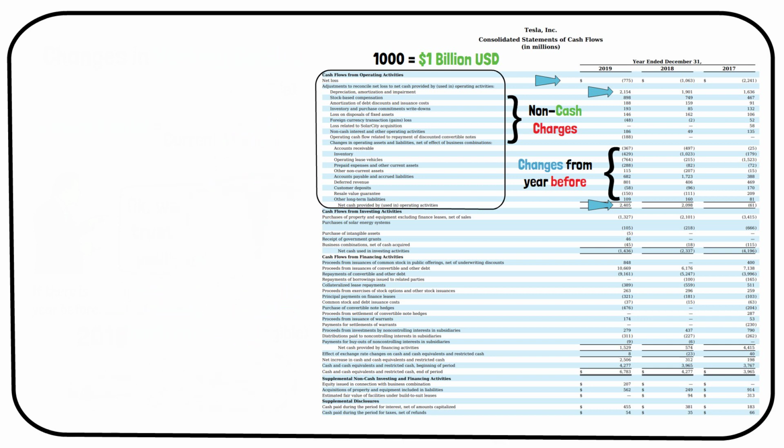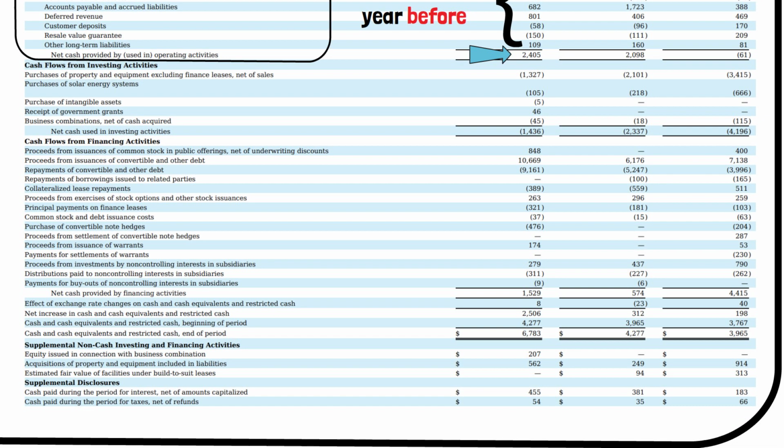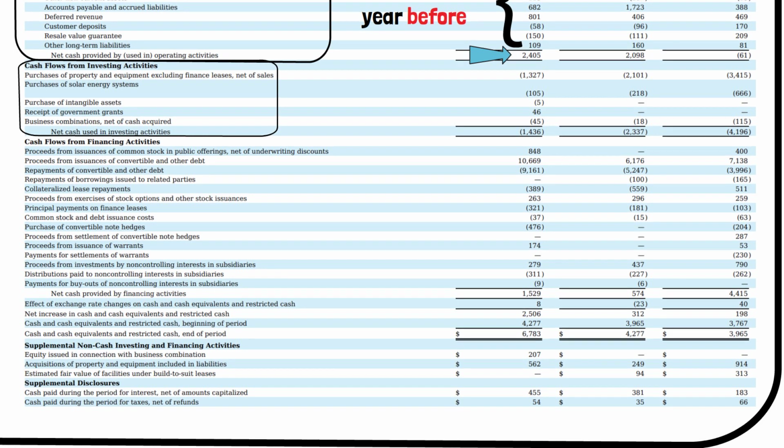The next section is called cash flow from investing activities. The operating activities show how much cash Tesla produced as a business, and the investing activities show how Tesla decided to invest some of this money. You can see that Tesla invested $1.3 billion in property, plant, and equipment in 2019. This part can also be called capital expenditures.